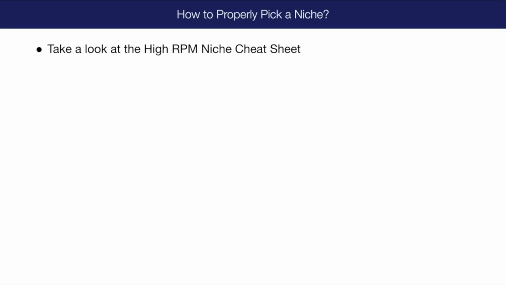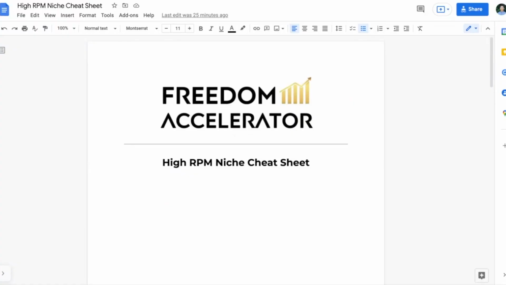First off, take a look at the high RPM niche cheat sheet that I provided. This resource is essentially a master list of the best and most profitable niches on YouTube. So let's take a look. What we have right here is something called the high RPM niche cheat sheet. High RPM essentially means the most profitable niches. And what I created is a master list of the most profitable niches on YouTube.